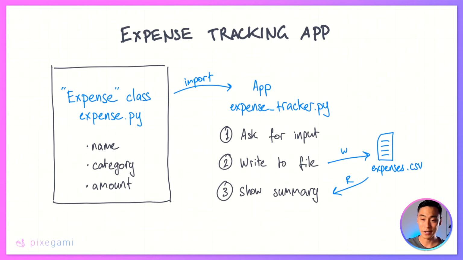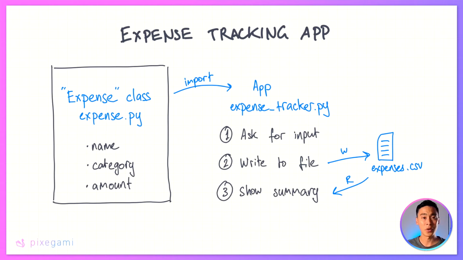And my expense tracker app is the one that I'm actually going to run from my terminal. And then we're going to do three main things. The number one thing we have to do is first ask for input from the user. We already know how to do that. We'll just get them to type something in. And once they type something in, we want to write it to the file. And we also know how to do that. So we've got this little arrow with the W. We're writing to an expenses.csv file.